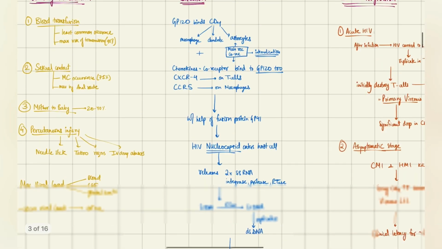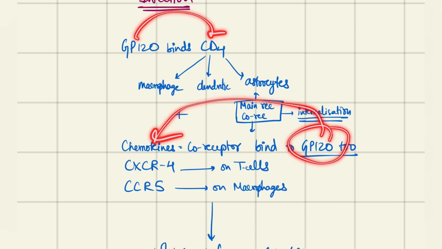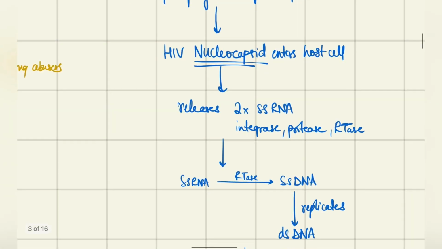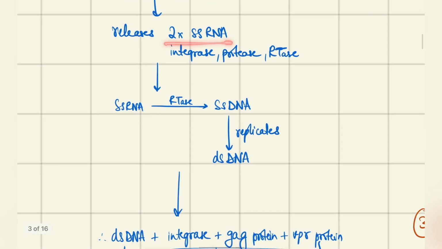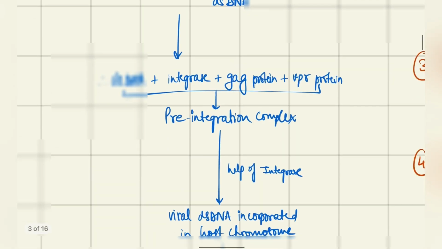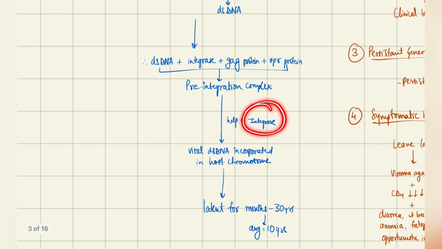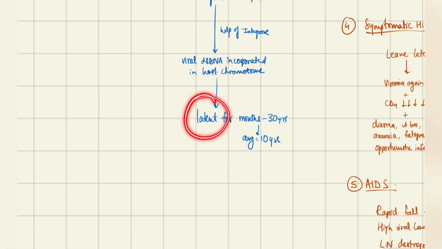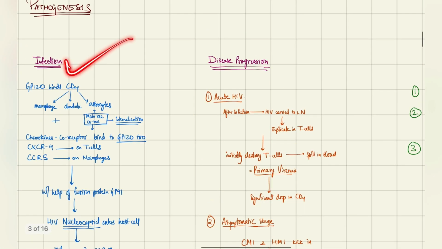Clear? What did we see? We saw two responses, GP120 binding to CD4. Second response, GP120 binding to chemokines. Together, internalization with the help of GP41 protein, fusion protein. Then only the nucleocapsid enters, releases certain RNA, integrase, protease, reverse transcriptase. Then there is formation of pre-integration complex. With the help of integrase, the dsDNA in the pre-integration complex gets incorporated in the host chromosome, goes latent for months to years. This was the pathogenesis part 1.